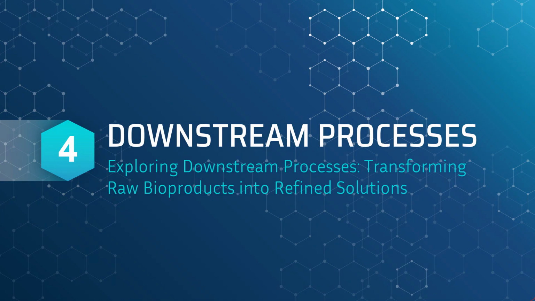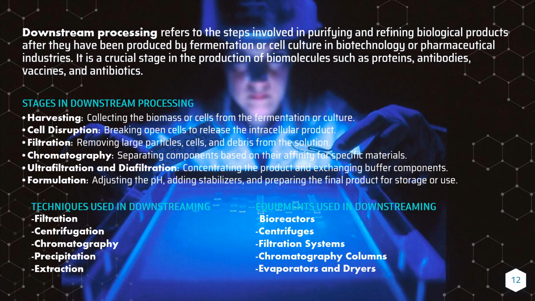Our next topic for discussion is downstream processes. Downstream processing refers to the steps involved in purifying and refining biological products after they have been produced by fermentation or cell culture in biotechnology or pharmaceutical industries. It is a crucial stage in the production of biomolecules such as proteins, antibodies, vaccines, and antibiotics.